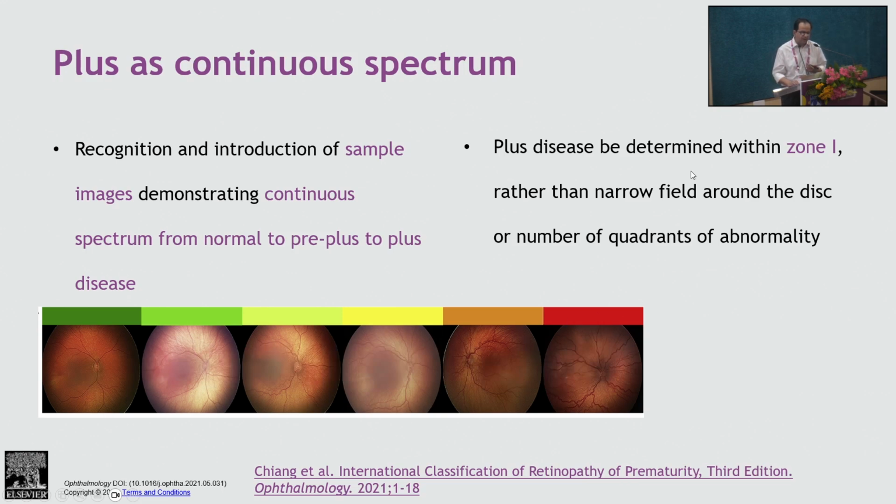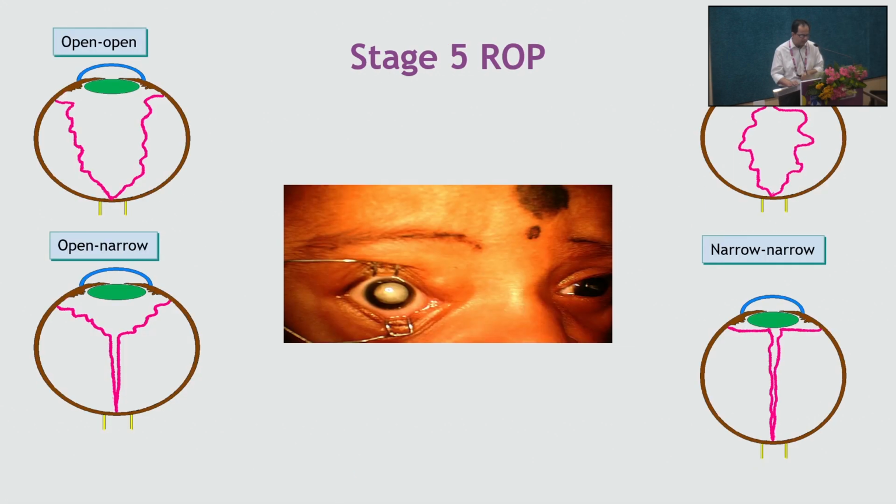The plus should be determined within zone 1 and not in the narrow field around the disc, which was traditionally given, and not by number of quadrants, so 1 or 2 clock hours. It can be in any number of quadrants. As long as it is zone 1, it can be put as plus disease.